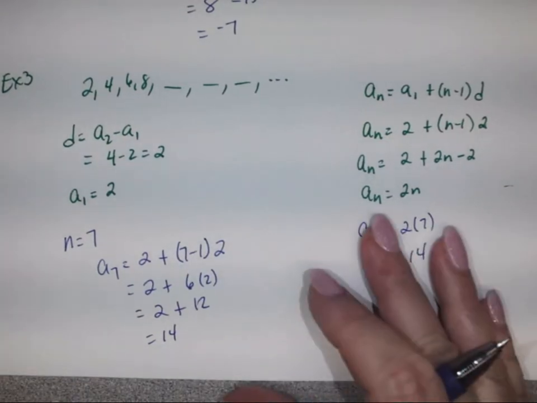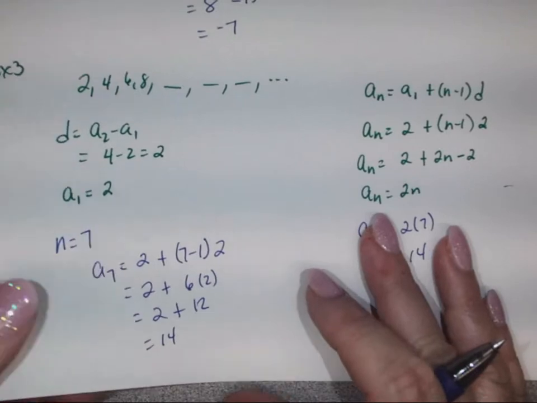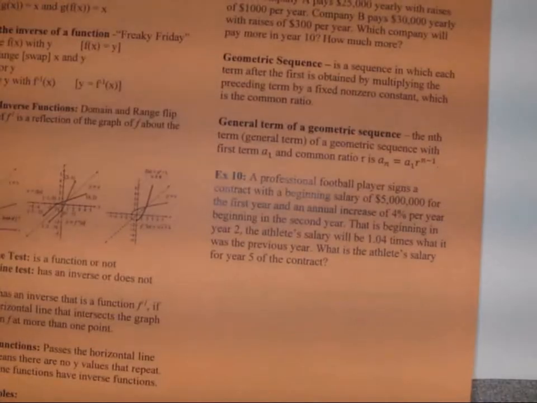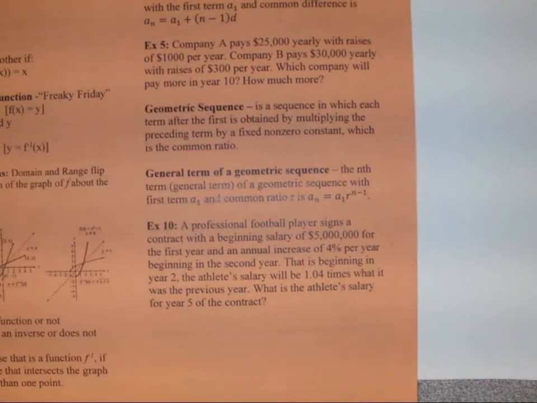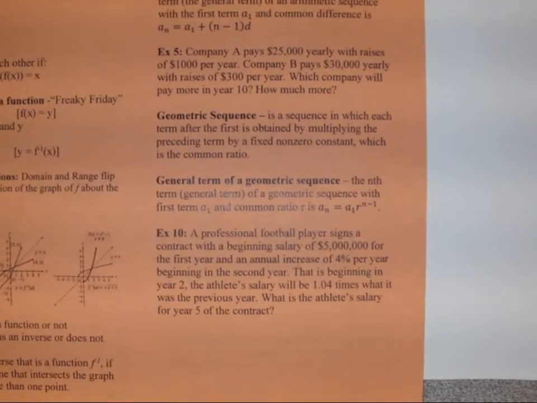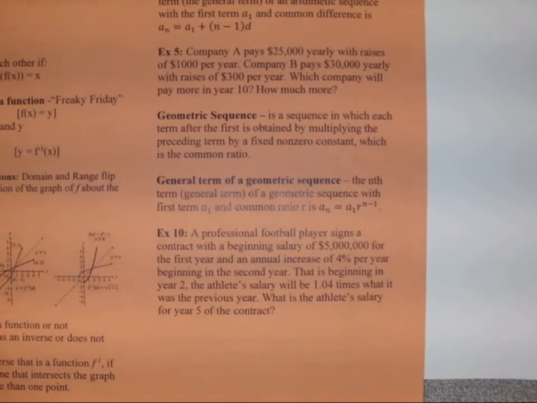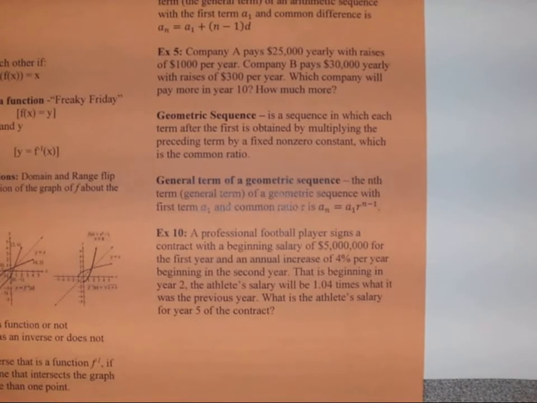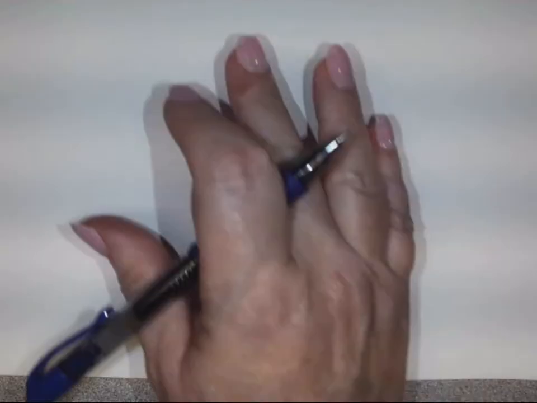All right, so let's go look at a word problem on our handout here. So example 5, Company A pays $25,000 yearly with raises of $1,000 per year. Company B pays $30,000 yearly with raises of $300 per year. Which company will pay more in year 10 and how much more? So example 5.